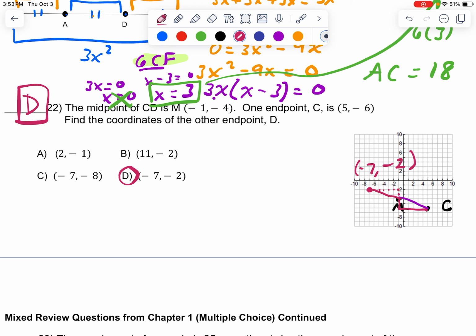You could do this problem algebraic as well, but I feel like using slopes is the fastest way to get my other endpoint.